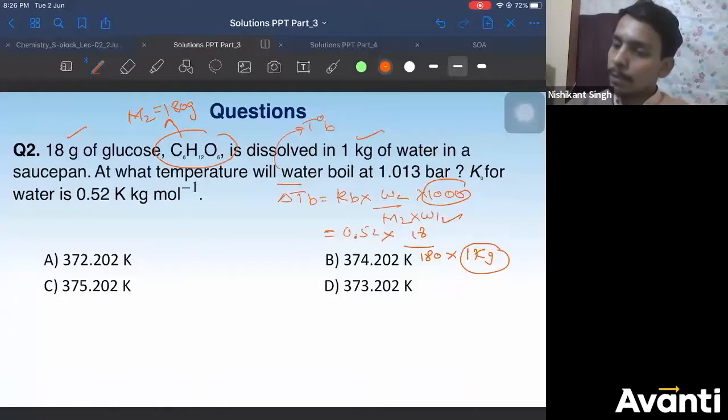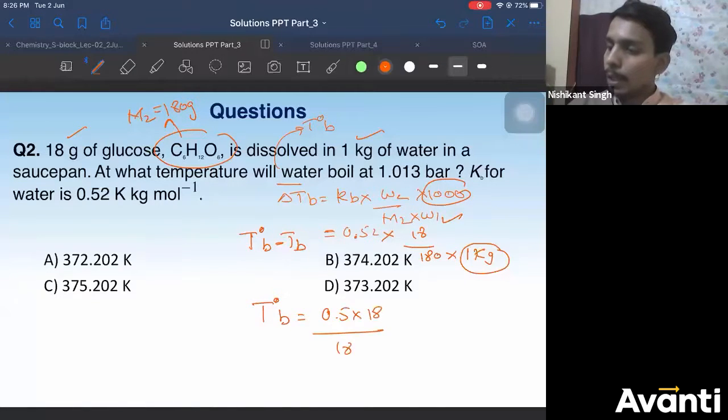Now delta TB is what? It is T naught B minus TB. You have to find T naught B. So your T naught B will be 0.52 into 18 by 180 into 1. This thing will come here and become plus TB. Now you know the value of it. At what temperature will water boil at this bar pressure?